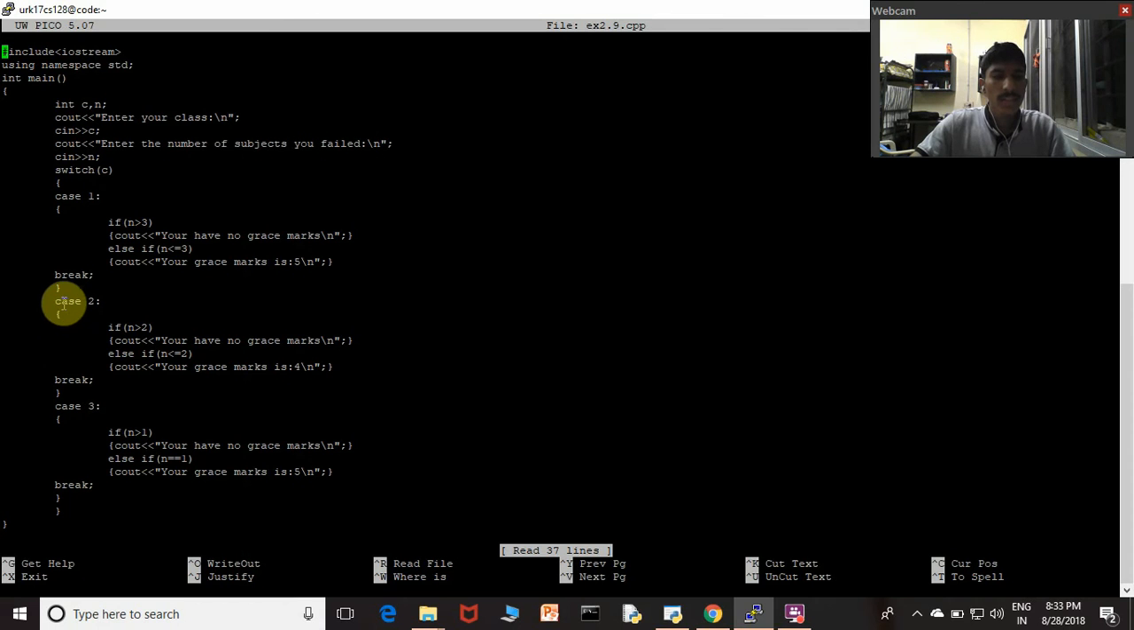In the second case, case 2, I have checked whether N is greater than 2, that is if the number of subjects failed is greater than 2. If yes, the student does not have any grace marks. But if the student has less than or equal to 2 subjects failed, then he or she gets a grace mark equal to 4. In the third class, that is case 3, I have checked if the number of subjects failed is greater than 1. If it's greater than 1, I have given that you have no grace marks. Else if it's equal to 1, I have given that you have a grace mark of 5.